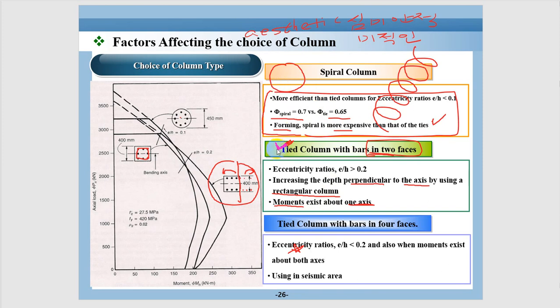And do you understand how we can use and install rebars for these three cases? Okay.